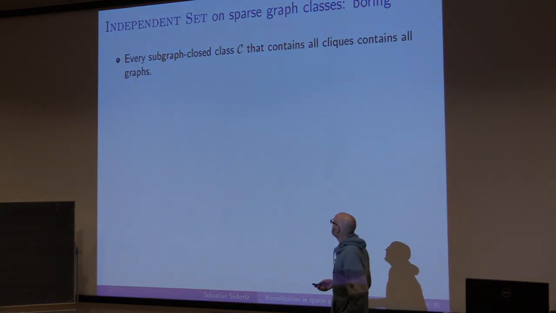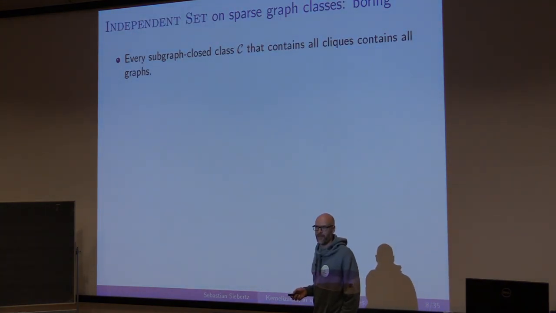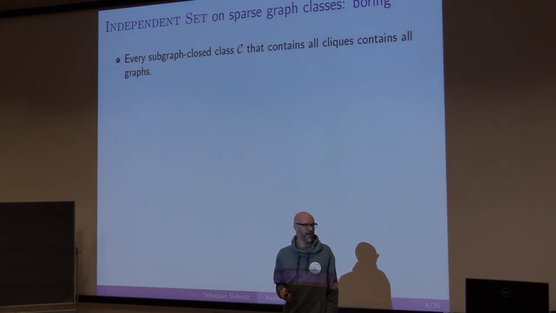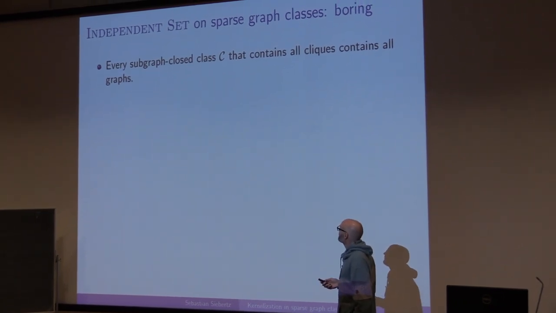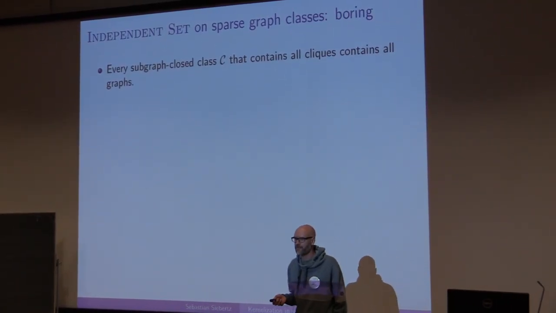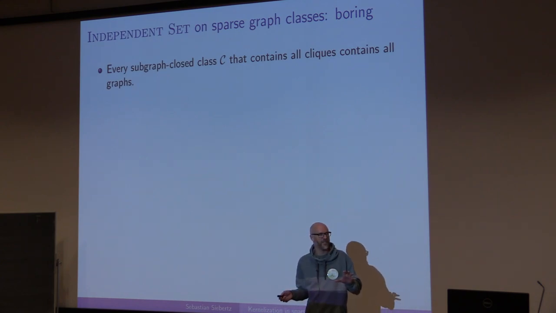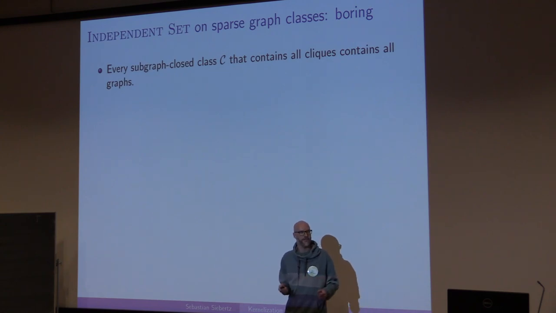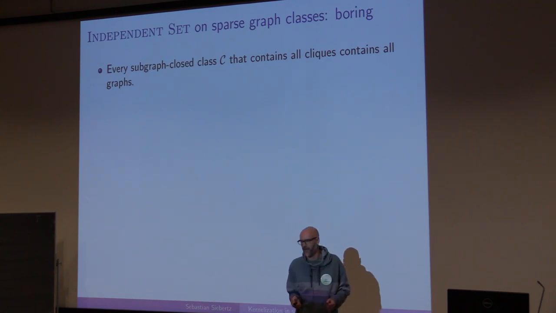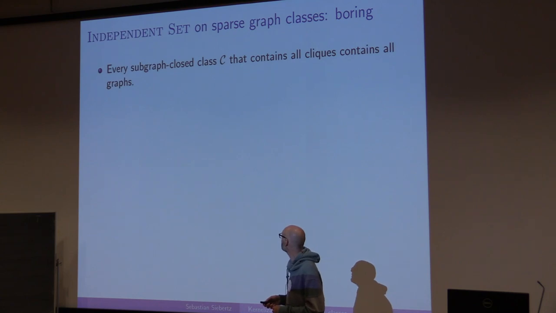Okay, so let's first look at the independent set problem. This is actually quite boring on sparse graph classes. If we have a subgraph closed class that contains all cliques, then in fact we have all graphs in our class. Whatever graph we like, we take a sufficiently large clique, remove edges, and we end up with the graph that we like to have. So it contains all graphs.